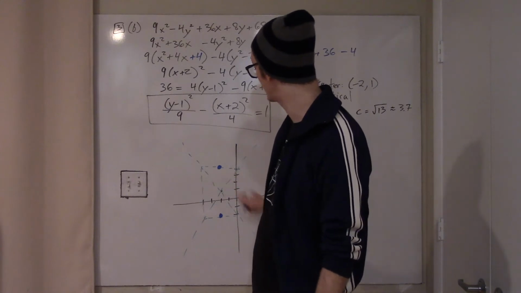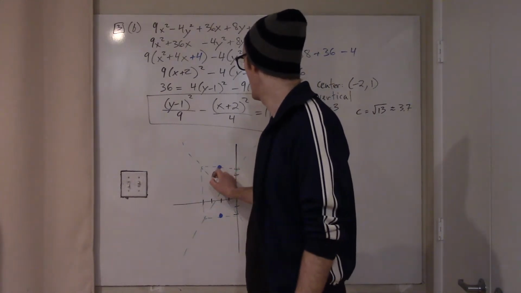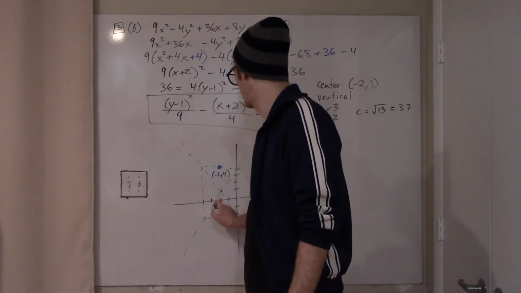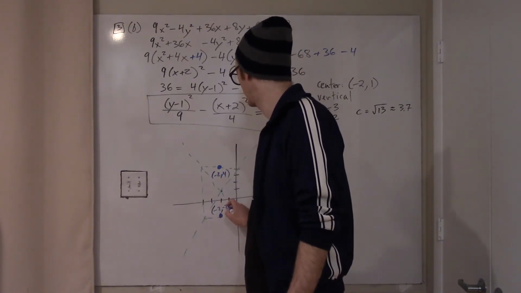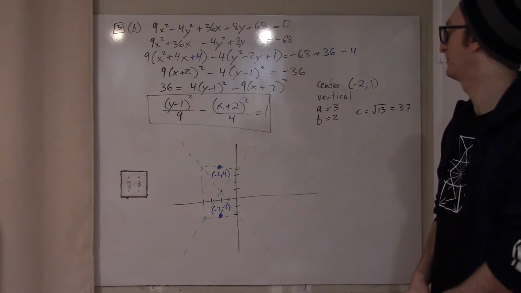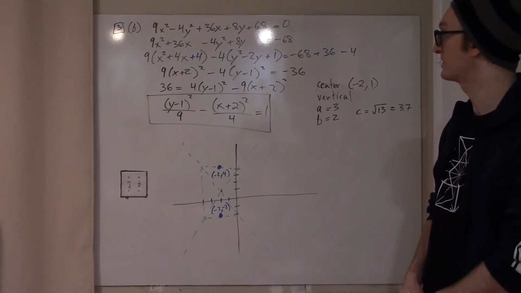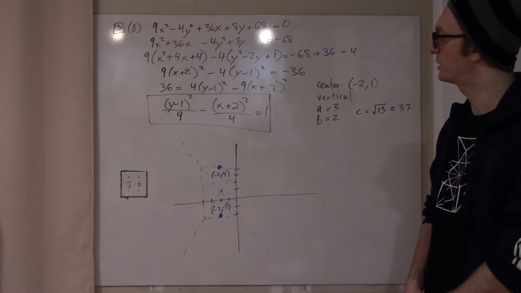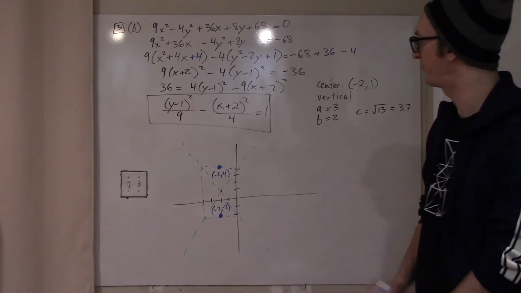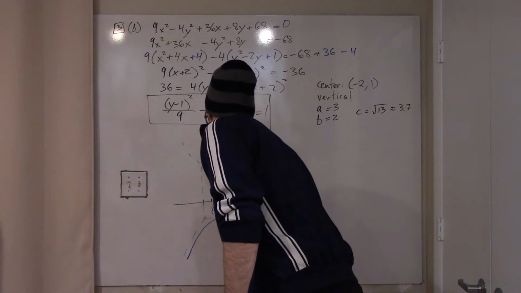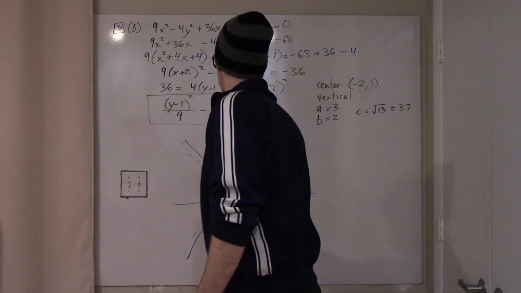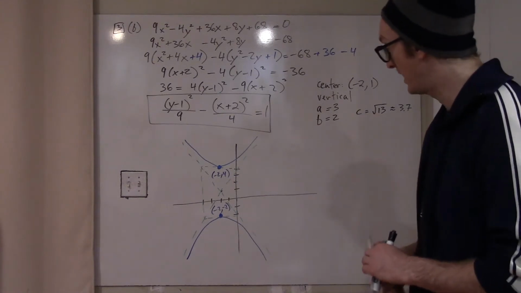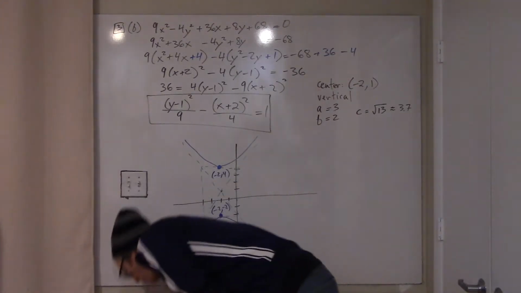So what is this point? It's going to be negative 2, 4, and this point will be negative 2, negative 2. They will be 6 apart from each other because, yeah. Okay, good. The hyperbola itself will therefore look like this, and like this, and that's really all there is to say, unless I wanted to say more.